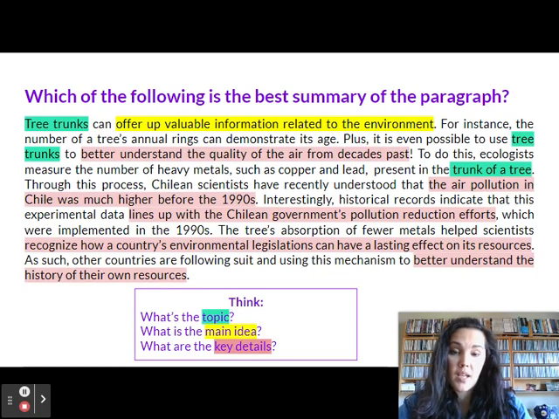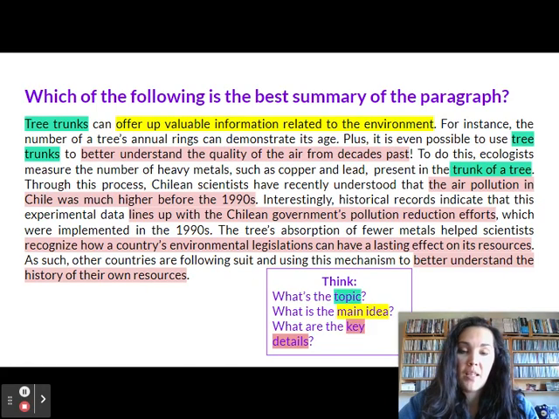Here are some key details I highlighted. They're in this reddish color for you. Better understand the quality of air, lines up with the Chilean government's pollution reduction efforts, helps them better understand the history of their own resources. All of these are key details that support that main idea and the topic.